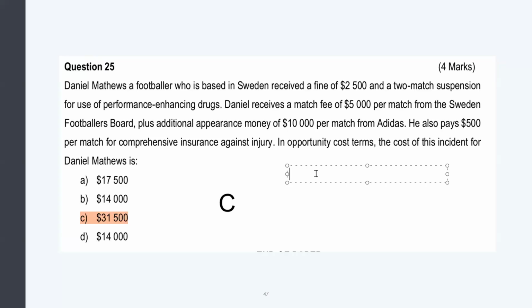So if Daniel had played the matches, which means if he had made the decision not to take the drugs, Daniel would have received 5,000 rand per match multiplied by 2 because there are 2 matches. It's a 2-match suspension. Daniel would have also received 10,000 rand per match multiplied by 2, right? Because it says there's an additional appearance fee. Daniel would have also paid 500 rand in insurance. Paid, I put minus because it's paid, he did not receive it, he pays it, multiplied by 2. And that would have also happened with what?